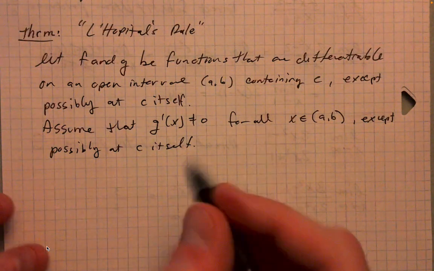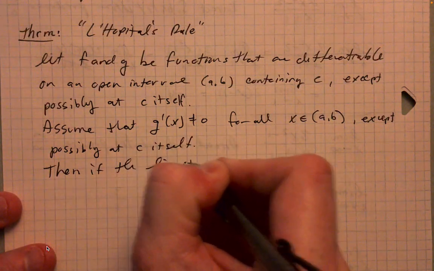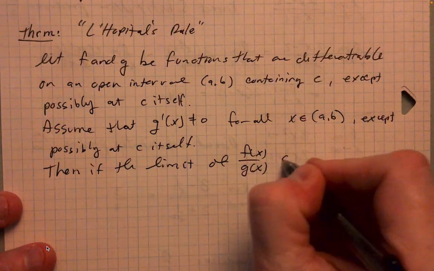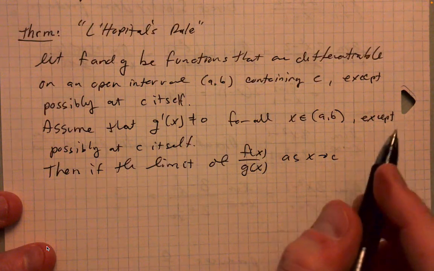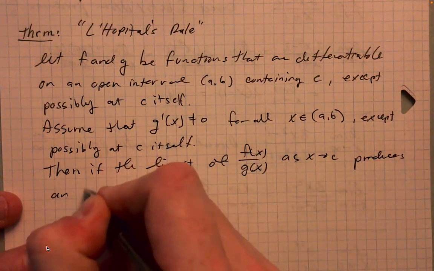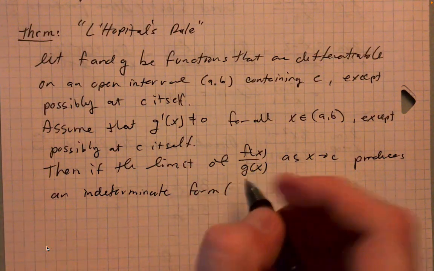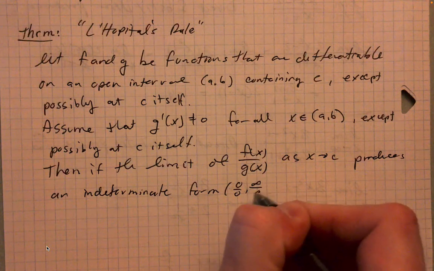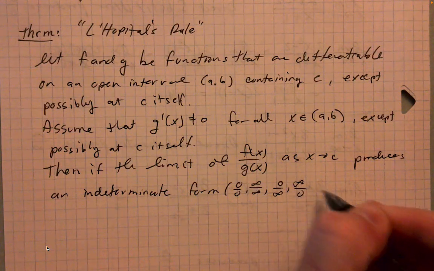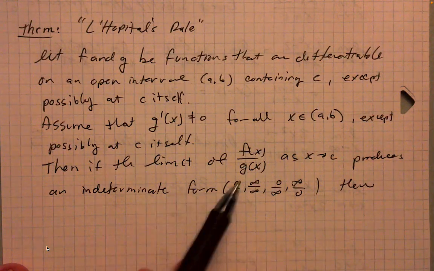So, all right, the next thing is, if the limit of f of x over g of x as x approaches C produces an indeterminate form, right? And what do we mean by an indeterminate form? Well, we mean 0 over 0, infinity over infinity, 0 over infinity, infinity over 0. Those are the 4 basic ones. Then here's the punchline, right?